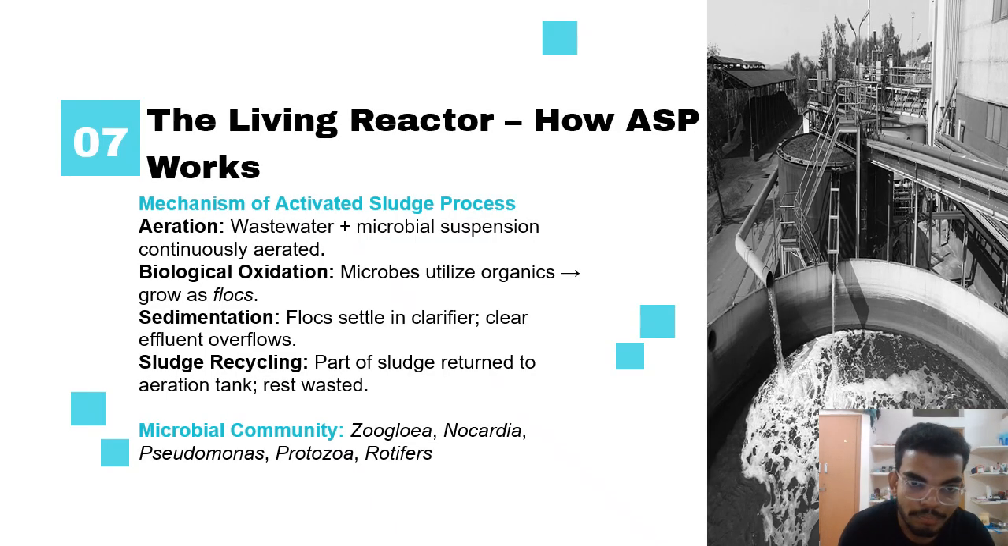Now the question is how the living reactor, our activated sludge process, works. First is aeration: wastewater and microbial suspensions are continuously aerated. Biological oxidation: microbes utilize the organics and grow as flocs. Sedimentation: flocs settle in the clarifier, and the clear effluent overflows. Sludge recycling: part of the sludge is returned to the aeration tank and the rest is wasted. The microbial community which helps in the ASP are again Zoogloea, Nocardia, Pseudomonas, protozoa, and rotifers.